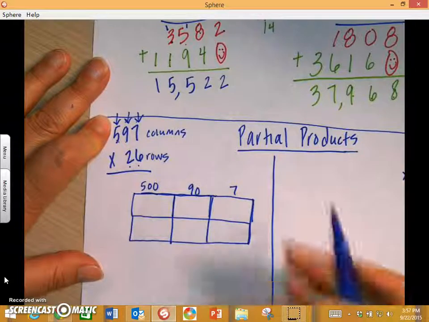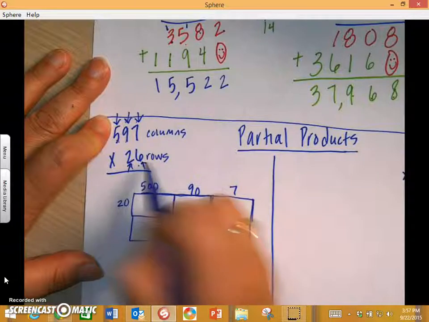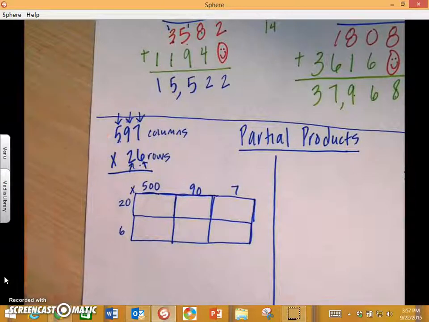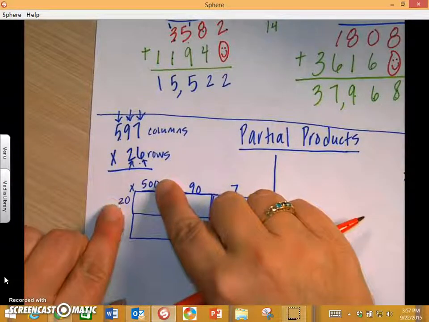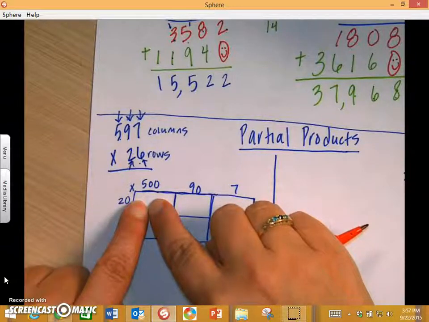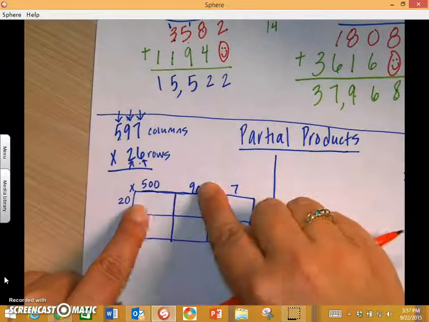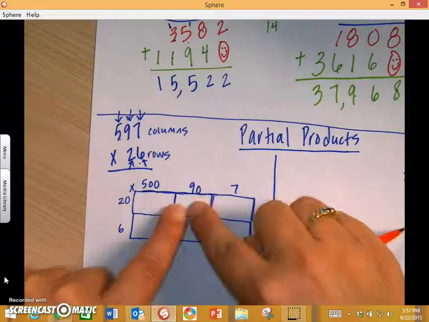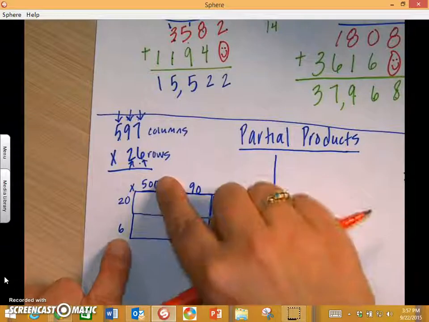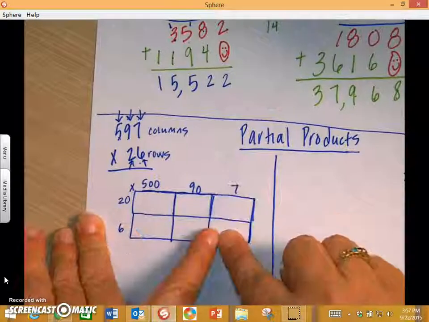For the number 26, I'm doing the same thing. The value of the tens digit is 20, and the value of the ones digit is 6. Now, I'm going to multiply each set of numbers, and I'm going to write the answer in the box where my finger connects. So here I'm going to put 500 times 20. I'm going to write that answer. Here I'm going to put 90 times 20. I'm going to write that answer. Here is 20 times 7. I'm going to write it in this box. Here is going to be 500 times 6, 90 times 6, and then 7 times 6.